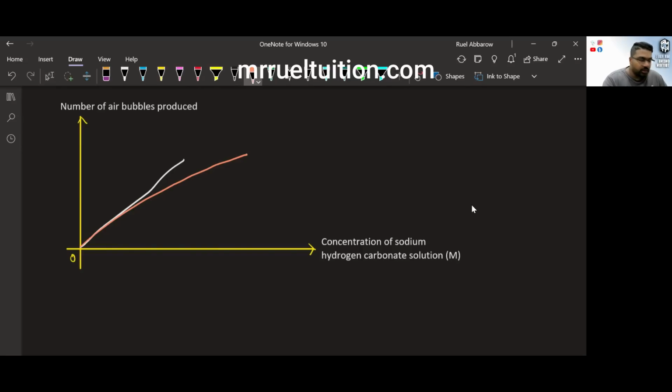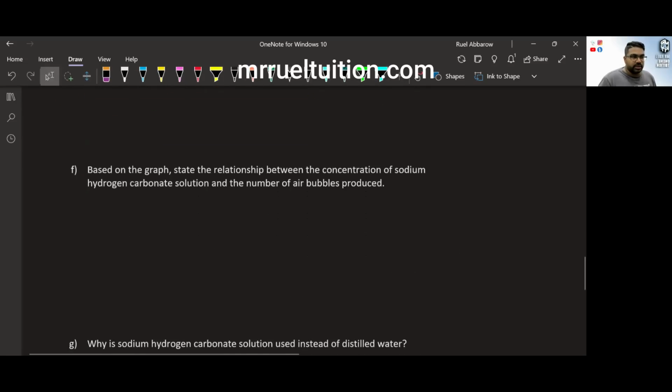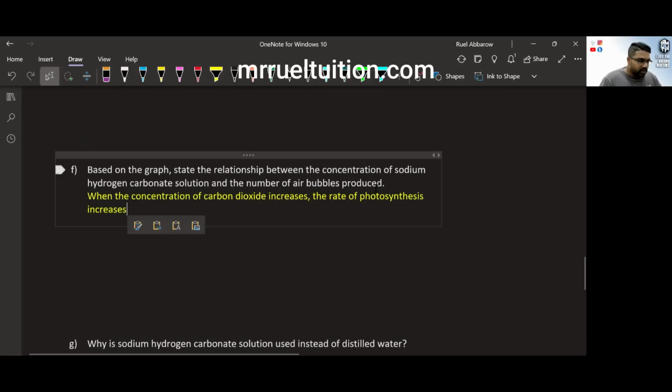Okay. Now, here, what is the relationship? Either way, as the concentration increases, what is happening to the number of air bubbles produced? Increases as well. So that's the relationship that we're going to use. So when the concentration of carbon dioxide increases, the rate of photosynthesis increases.